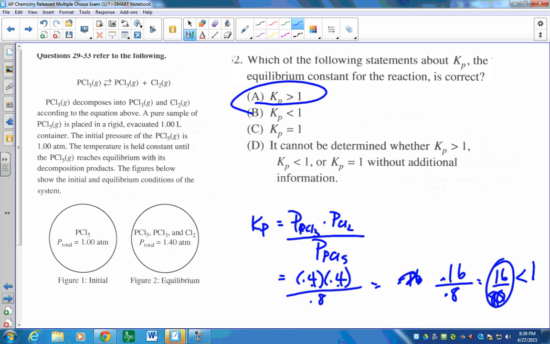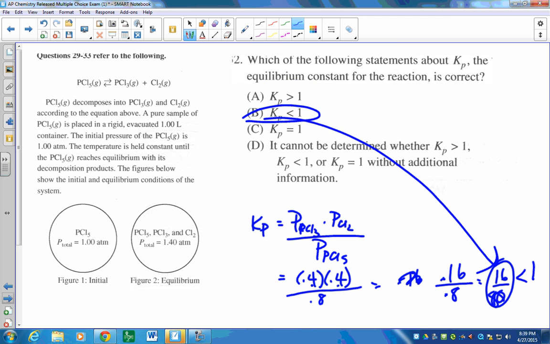Oh, that isn't right. I said Kp is less than 1, and then I circled Kp is greater than 1. I don't think the answer is A. I think the answer is B because I'm a moron.